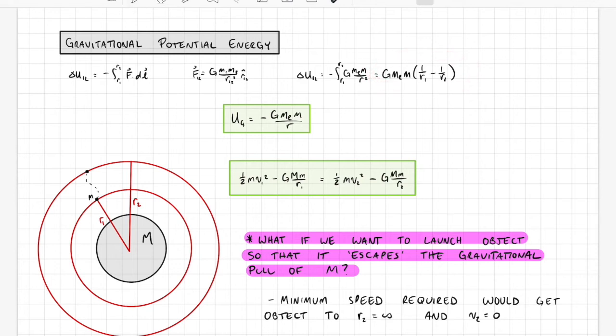And so you can see that there's G, mass of the Earth, so this is gravitational potential energy, right, near the surface of the Earth, mass of the Earth, mass of the object, and then 1 over r. And so the functional form then for the potential energy of a massive object near the Earth is this expression right here.